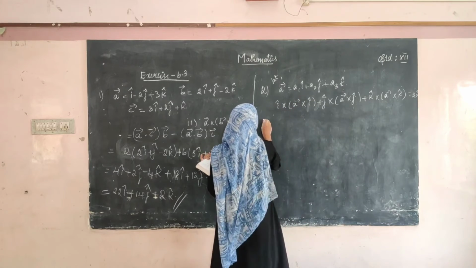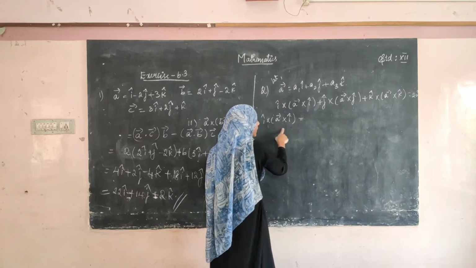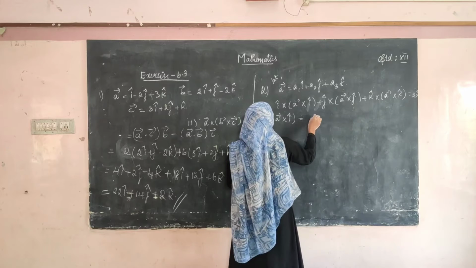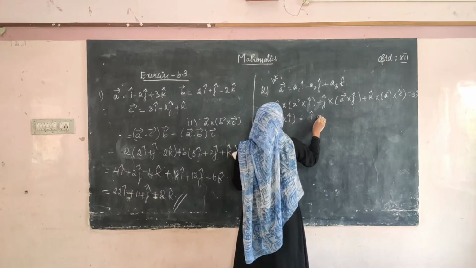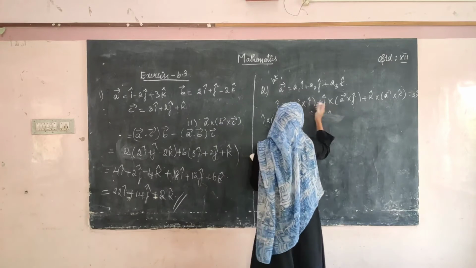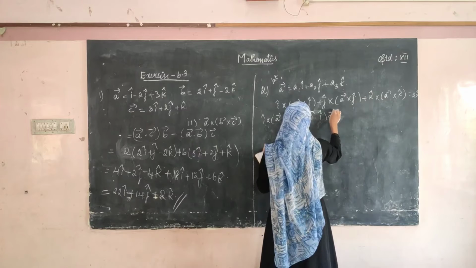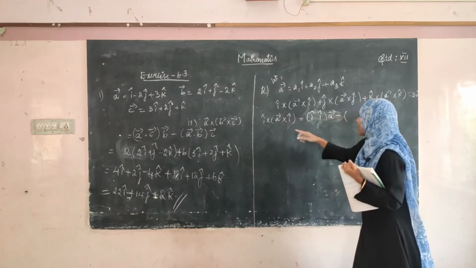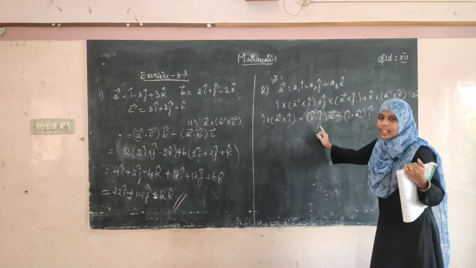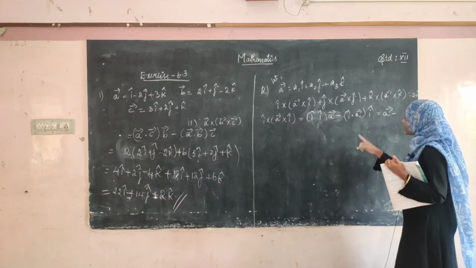So now let us take this first term, that is I cap cross A vector cross I cap. So this is the vector triple product. Expand this using the formula for vector triple product. This will be I cap dot I cap into A vector minus I cap dot A vector into I cap, right? So what is I cap dot I cap? It is 1. So 1 into A vector is A vector minus I cap dot A vector.